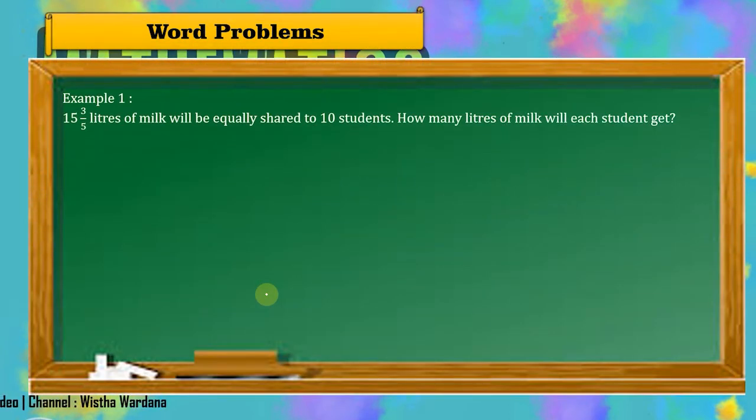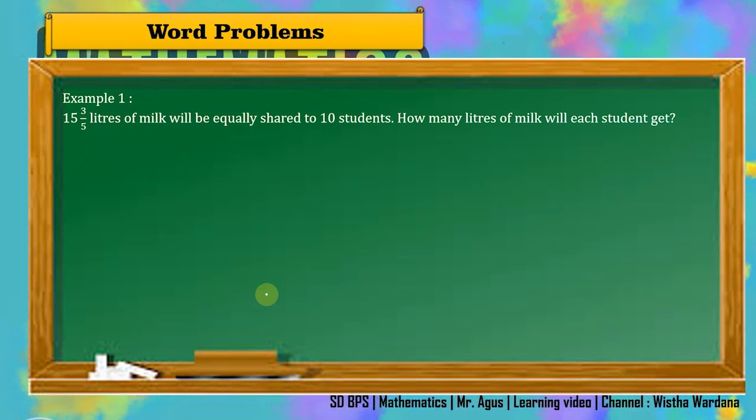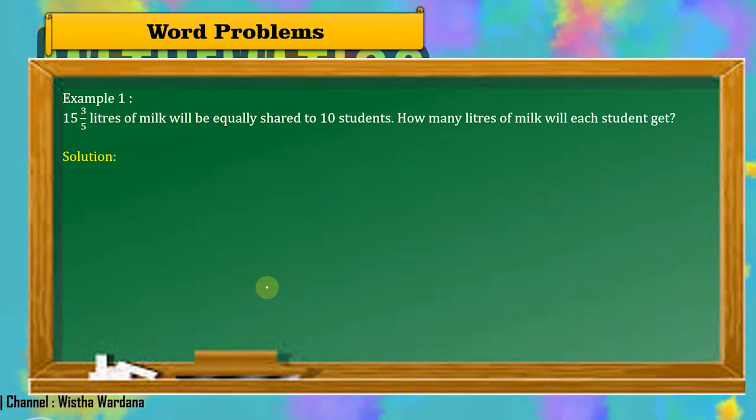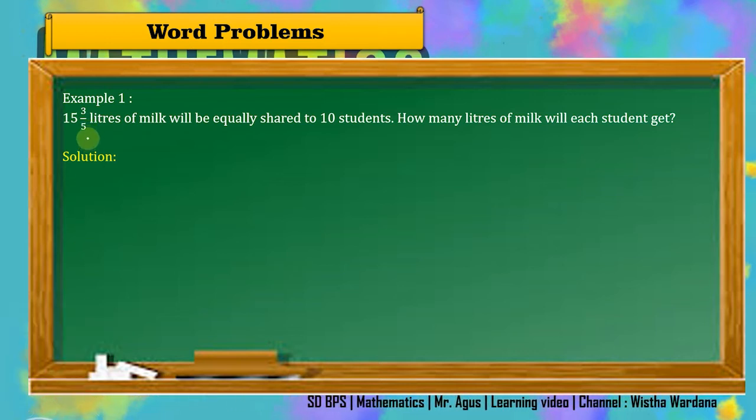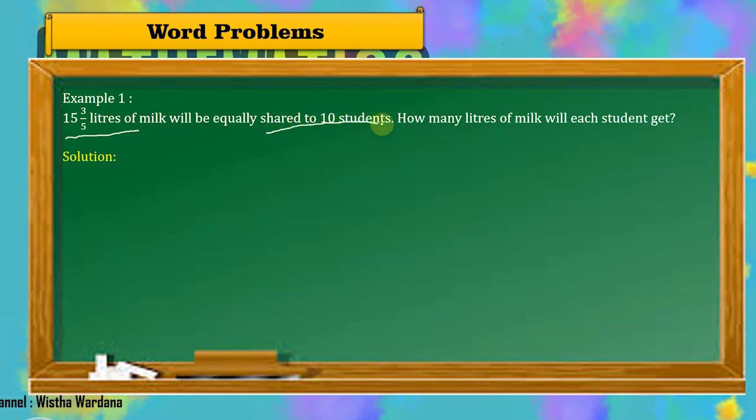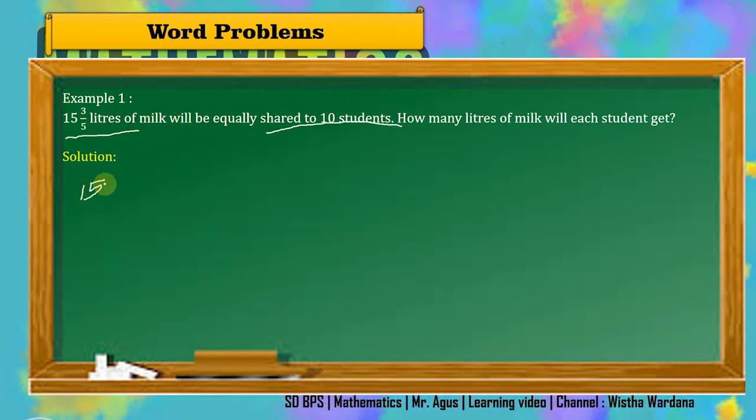Okay, in the next slide we have example 2. 15 3/5 liters of milk will be equally shared among 10 students. How many liters of milk will each student get? In this case, you have to understand the story first. This is about division because we have 15 3/5 liters of milk, and then you share it among 10 students. So the solution is like this: 15 3/5 divided by 10.